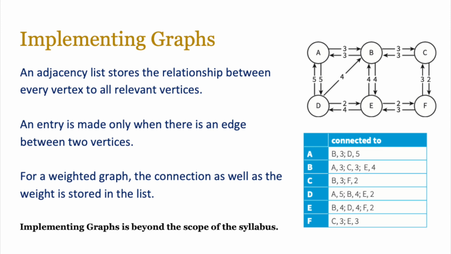And when we look at an adjacency list, it stores the relationship between every node to all the other nodes, or every vertex to all the relevant vertices. An entry is made only when there is an edge between two vertices. So if A and B have a connection, we list that along with the weights. So in this case, A, B3 and D5, because that's how those are connected to each other. If there is no relationship, for example, between B and F, there is no direct route, therefore we do not represent that.